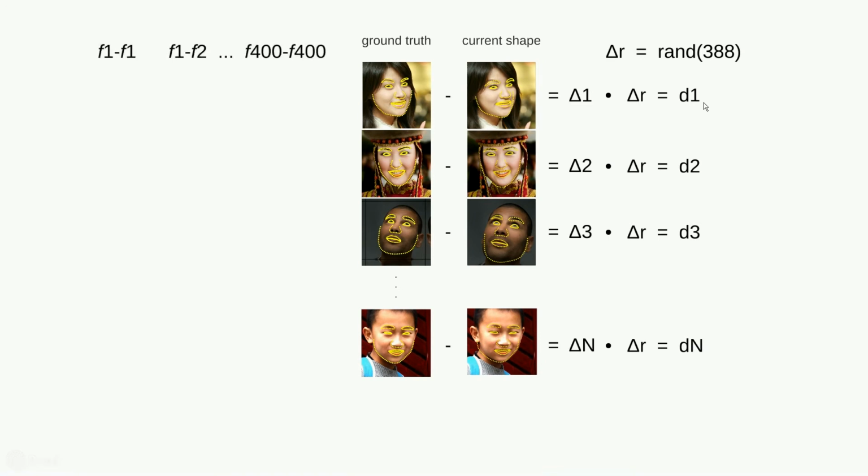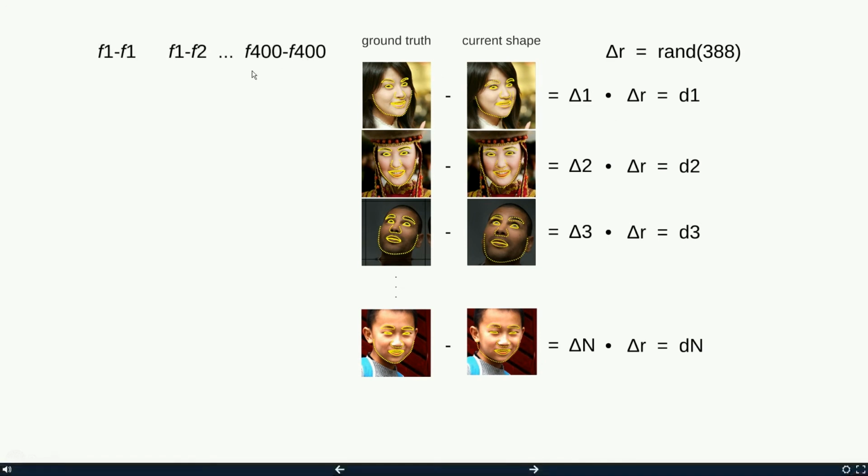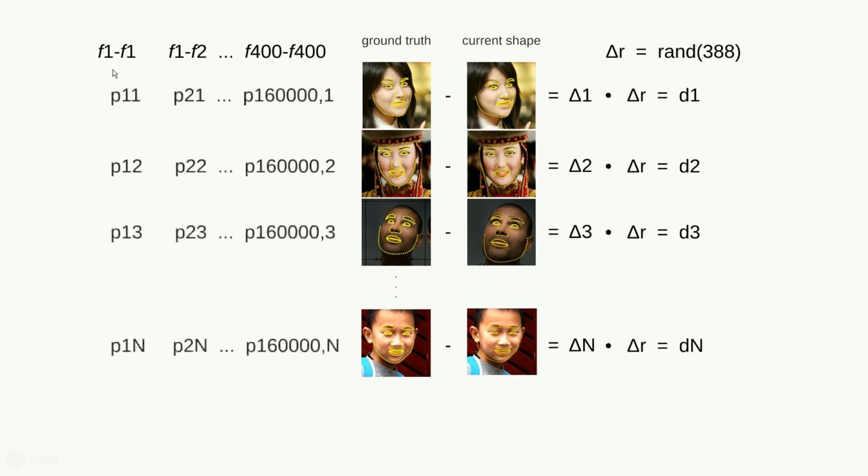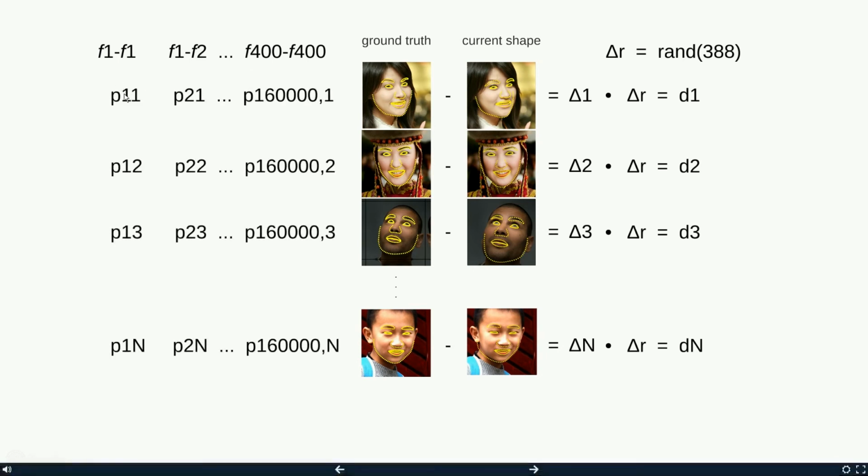And on the other hand, for all the 400 pixels, we would take all their combinations and we will find the difference. So for example, this is the difference between pixel 1 and pixel 2 for the first image. And this is the difference between pixel 1 and 2 for the second image, the third image, the nth image. And this is the difference between pixel 400 and 400 for the first image, and so on.